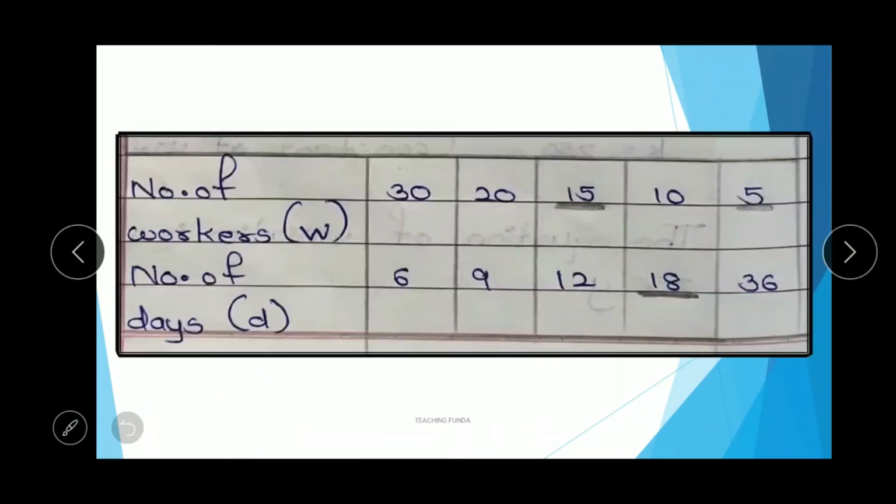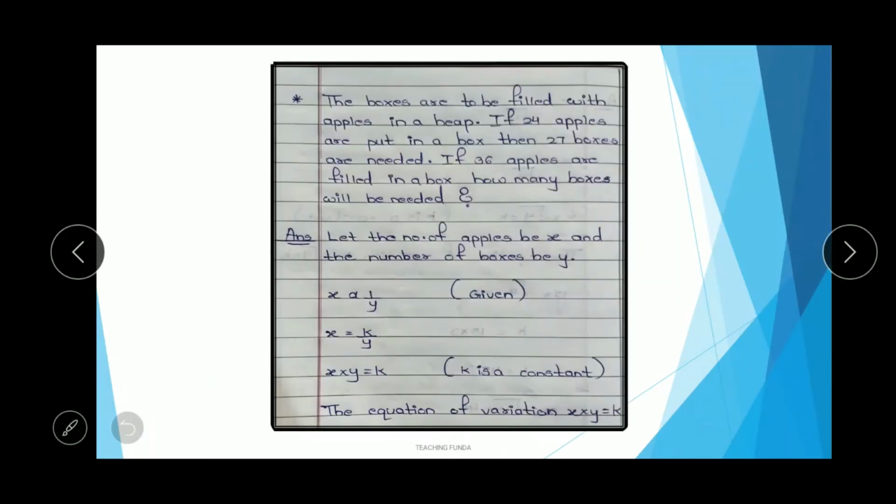Now here I have filled the table and shown for you. You can go through this table. Okay. Now our next sum. The boxes are to be filled with apples in a heap. If 24 apples are put in a box, then 27 boxes are needed. If 36 apples are filled in a box, how many boxes will be needed?